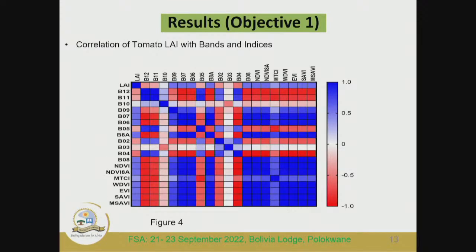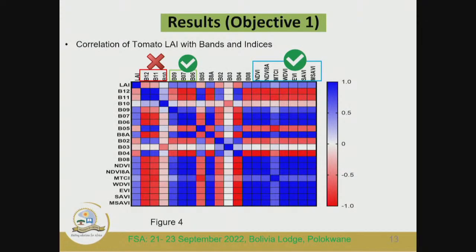And these are the correlation results that we developed in terms of estimating leaf area index, using bands and indices. So these are the bands that were found to be good in estimating leaf area. The ones with a cross are those that were not good. The ones with a tick are the ones that were good. And on the far right, you'll see the indices. Those were also good when we compared them with leaf area.